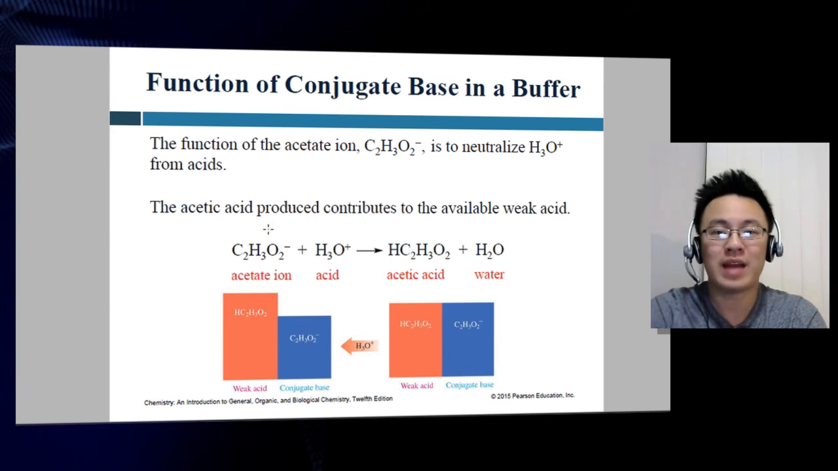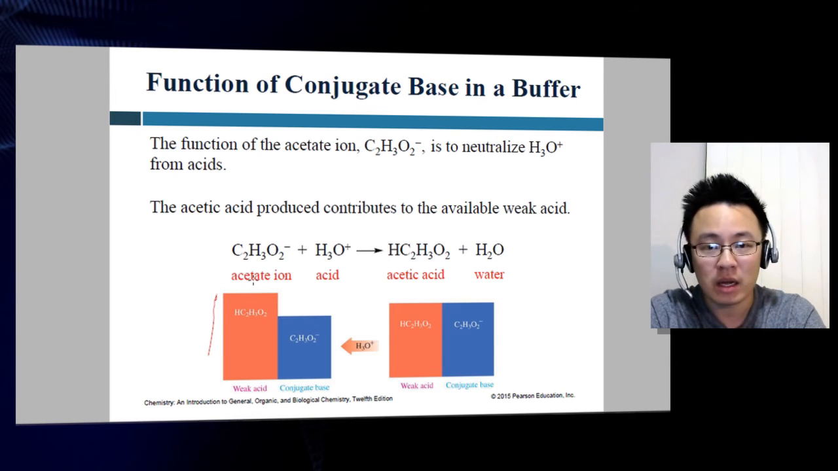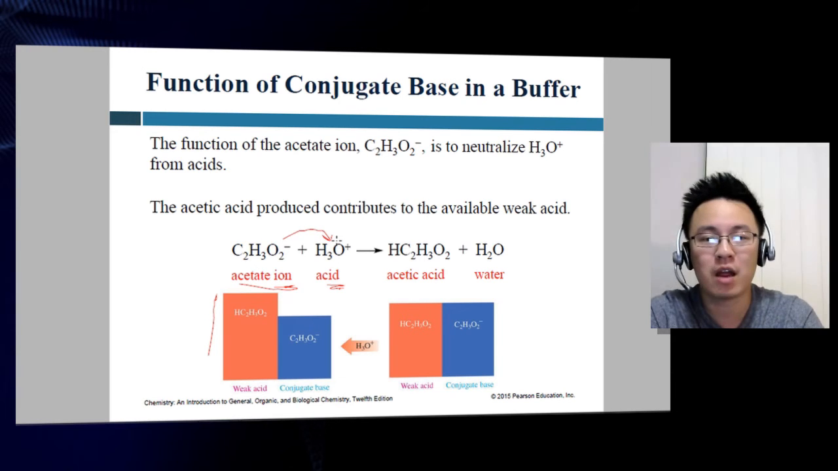Same thing here, the function of the conjugate base is to neutralize acidic hydrogen ions from acids. So the acetic acid here contributes to the available weak acid. We have acetate ions right over here, and we also have the acid, more weak acid compared to its conjugate base. And so in the addition of the hydrogen ion, the acetate ion is going to steal away that acidic hydrogen ion from that hydronium ion right over there, and then form the acetic acid, and of course water, therefore contributing to equal concentrations of those two.